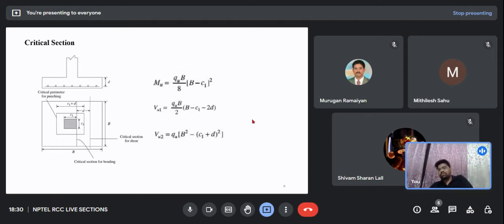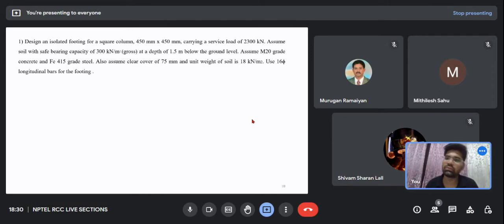Okay, now let's move on to one of the problems. Design an isolated footing for a square column 450 by 450 mm carrying a service load of 2300 kilonewton. Assume soil with safe bearing capacity of 300 kilonewton per meter square, which is at a depth of 1.5 meter. Assume M20 grade of concrete and Fe415 grade steel. Also assume a cover of 75 mm.